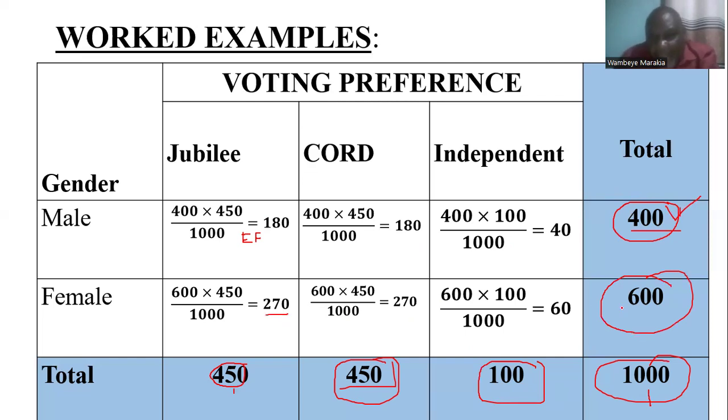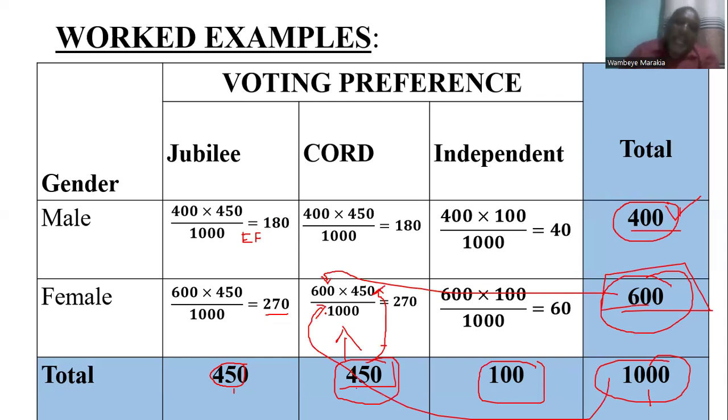Then we move again, 600 times 450, the total down here. This total down here, we bring them here. That one goes there, and this one comes here. So all over 1,000, this 1,000 comes from there. Then we have 270 as expected frequency. And finally, 600, the marginal total at the end, times the marginal total at the bottom, all over 1,000, we get 60 as the expected frequency.